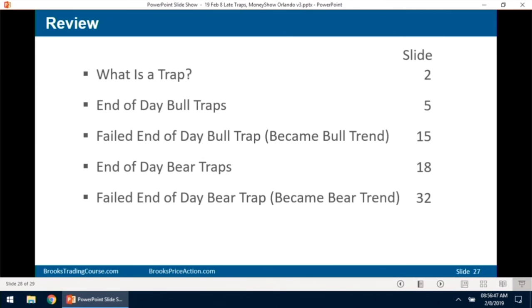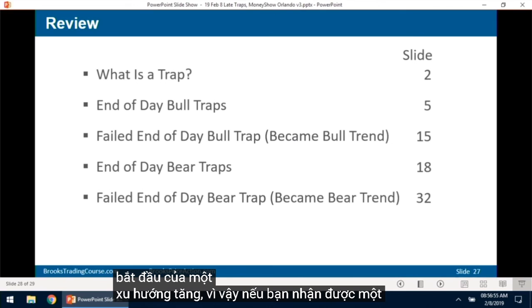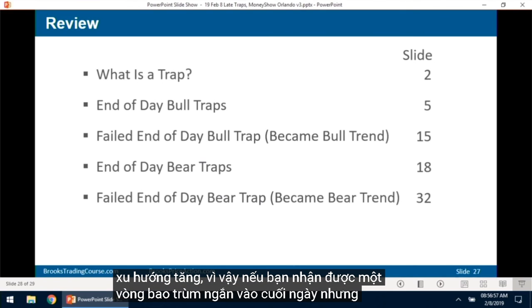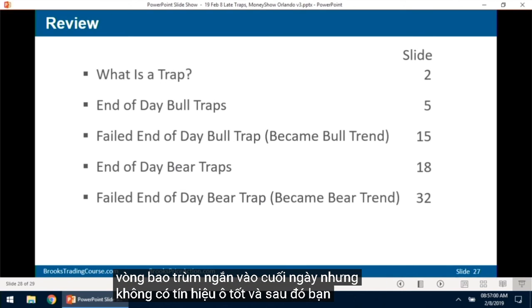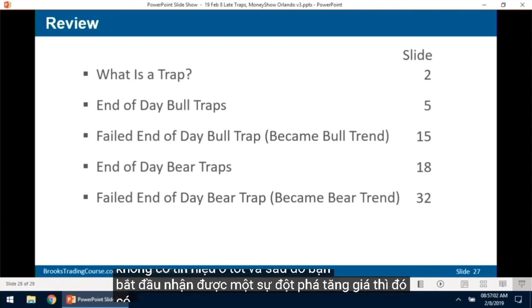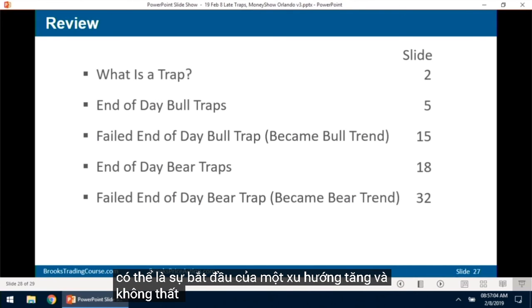But sometimes you'll get what appears to be a bull trap, and instead of the bear trend resuming, it becomes the start of a bull trend. So if you get a short covering rally at the end of the day, but there's no good sell signal, and then you start to get a bull breakout, it's probably the start of a bull trend and not a bull trap.